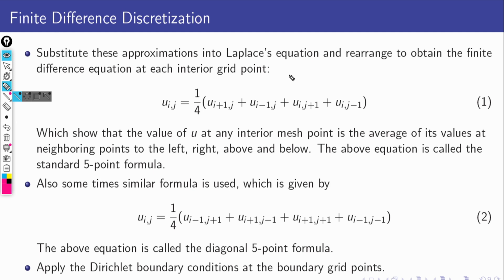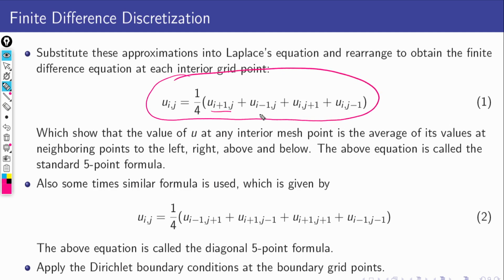After substituting these approximations into the Laplace equation and rearranging to obtain the finite difference equation at each interior grid point, we have the relation uij is equal to 1 by 4 times ui plus 1 j plus ui minus 1 j plus uij plus 1 and uij minus 1, which is given in equation number 1. It shows that the value of u at any interior mesh point is the average of its values at the neighboring points to the left, right, above and below. The above equation is called the standard 5-point formula.